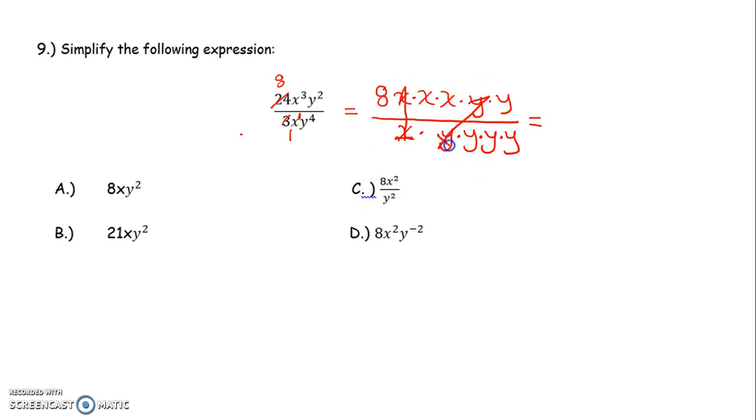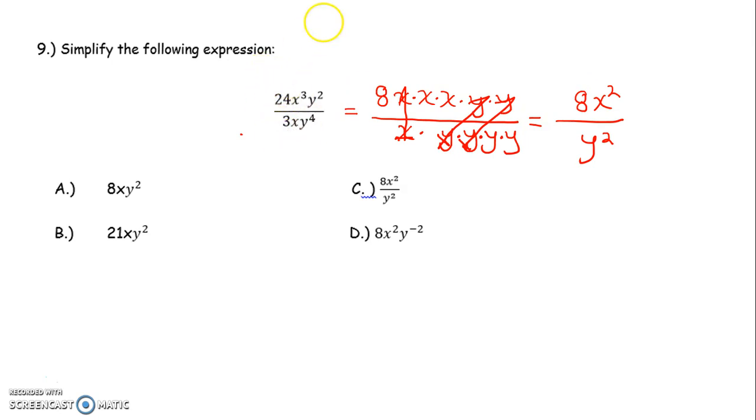y over y, fancy form of 1, y over y, fancy form of 1. So then on top I'm left with 8. X times x is x squared over, in the denominator, y times y is y squared. Some kids may have approached this a different way. So I can see right now my final answer is letter C.